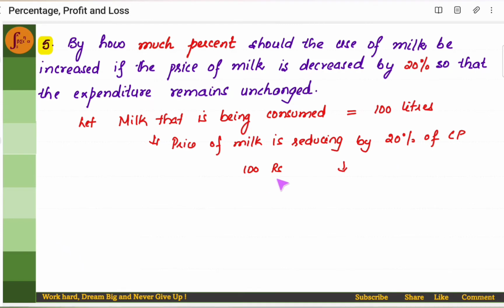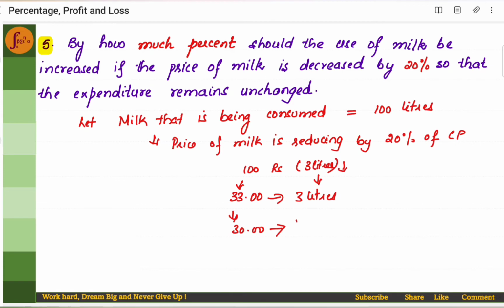Suppose, say I buy milk for 100 rupees. Say I buy 3 liters of milk for 100 rupees. Say the per liter price is, say, 33 rupees, just for example. And I buy 3 liters. And suddenly the price decreases by 3 rupees. Say it becomes 30 rupees. It reduces. Now what happens?